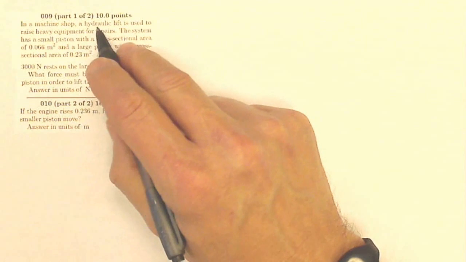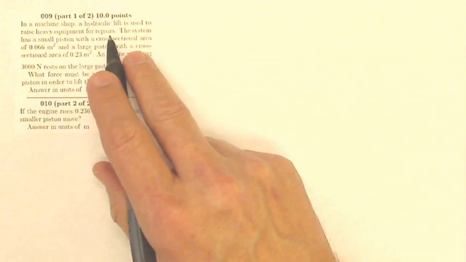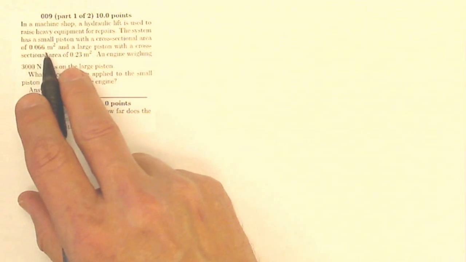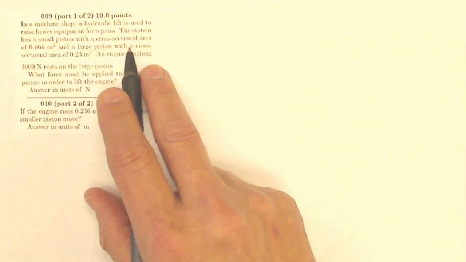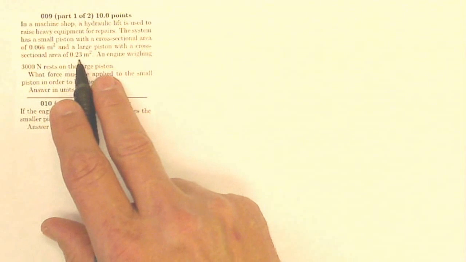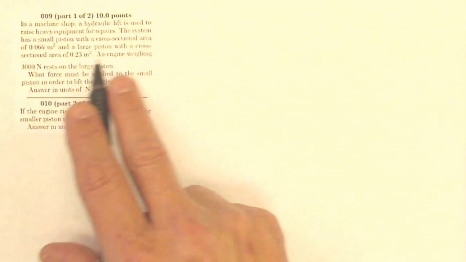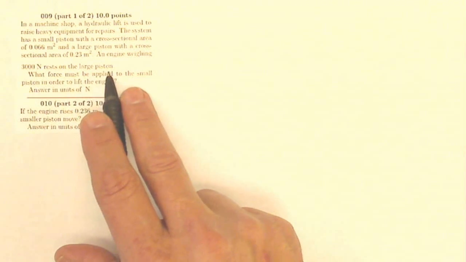In a machine shop, a hydraulic lift is used to raise heavy equipment for repairs. The system has a small piston with a cross-sectional area of 0.066 meters squared and a large piston with a cross-sectional area of 0.23 meters squared. An engine weighing 3,000 newtons rests on the large piston.